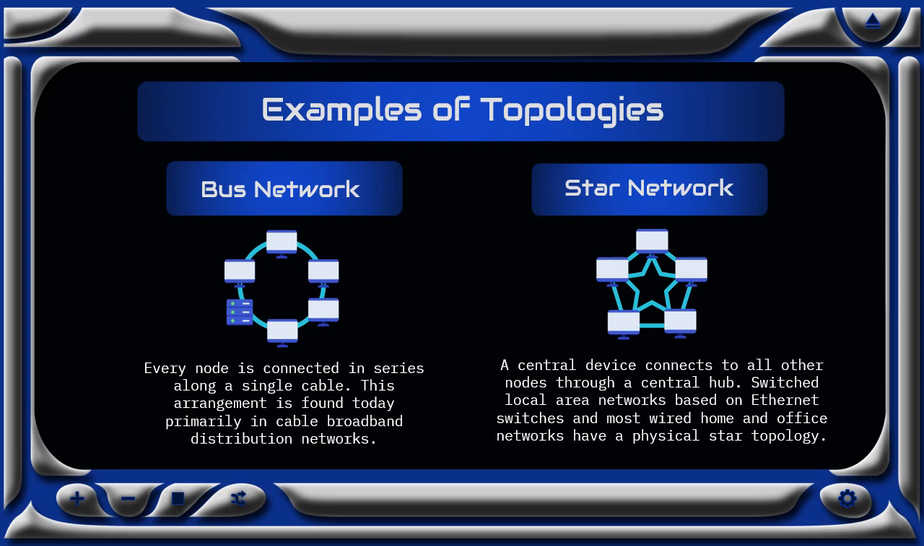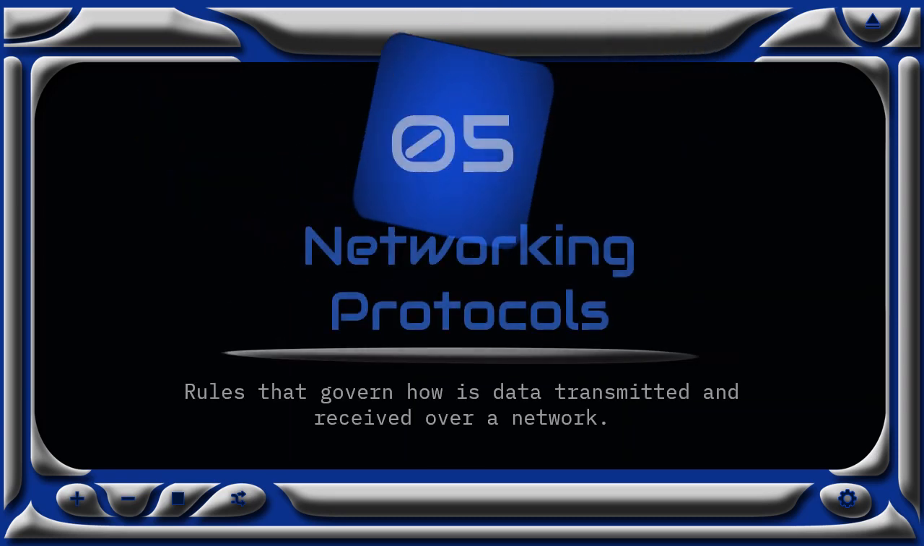For the bus network, every node is connected in series along a single cable. This arrangement is found today primarily in cable broadband distribution networks. For the star network, a central device connects to all other nodes through a central hub or switch. Local area networks based on Ethernet and most wired home and office networks have a physical star topology.